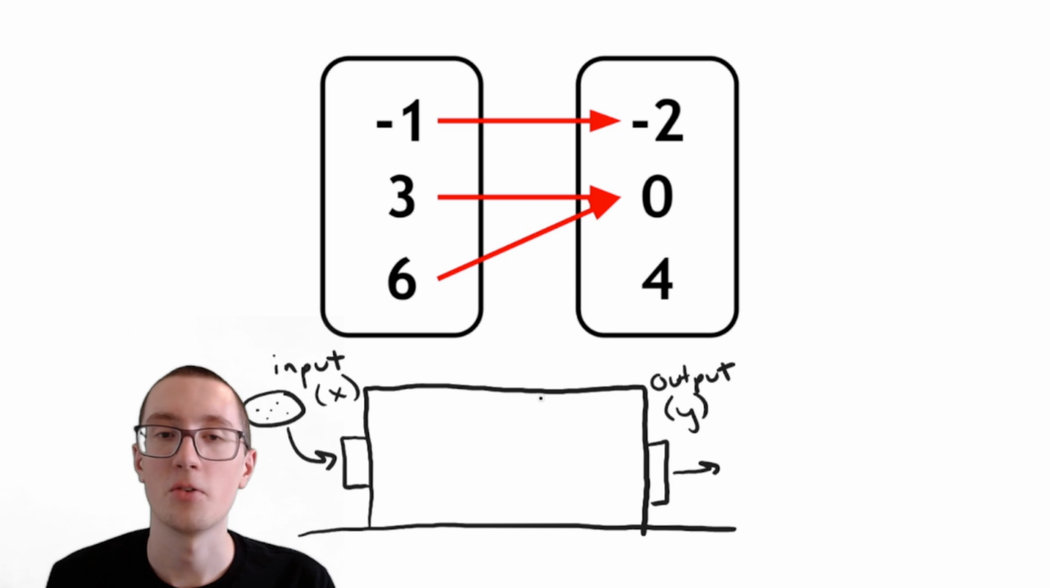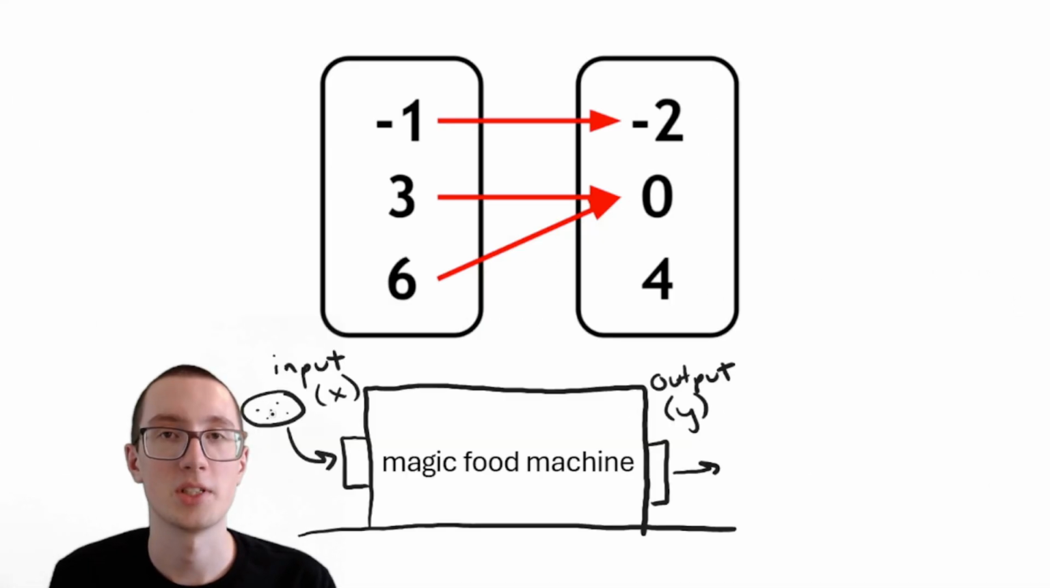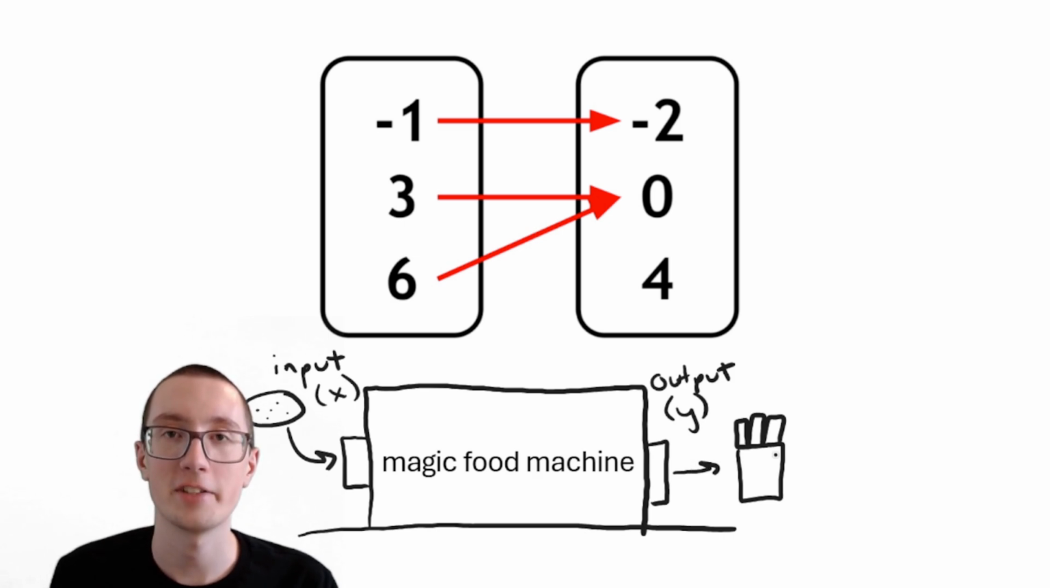I don't care. And now, let's say that when we put this potato into the magic food machine, I just realized this machine doesn't have a name. So when we put a potato into this magic food machine, we get fries. So whenever we put potatoes into the machine, it's expected that we will get fries out.